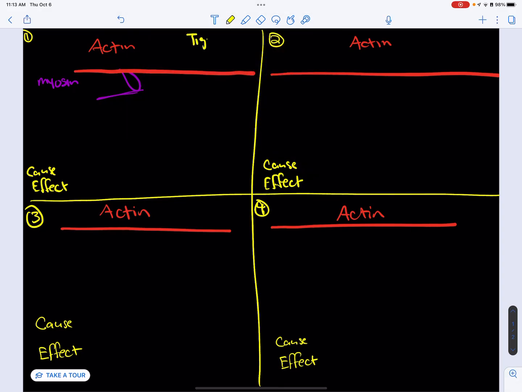So when we start this phase, we've got tight binding or the rigor state. Actin and myosin have just bound because there's calcium available, which binds the troponin, which moves tropomyosin out of the way. So we've got this tight binding.